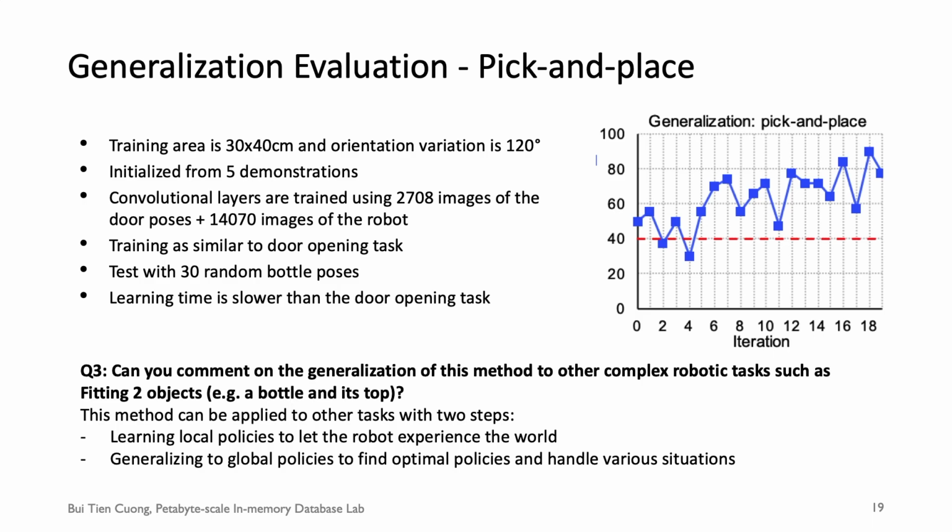Question 3. Can you comment on the generalization of this method to other complex robotic tasks, such as fitting two objects, like a bottle and its top, I guess its lid? This method can be applied to other tasks with two steps: learning local policy to let the robot experience the world, and then generalizing to global policy to find the optimal policy and handle various situations.